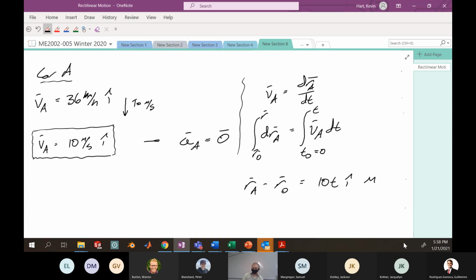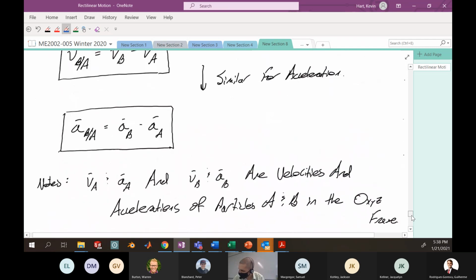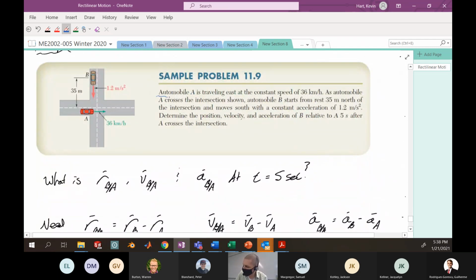I would need to define some initial position of car A at this point. And we're working in the global fixed coordinate system. So we want some initial position of A in the fixed coordinate system, and we need to define this. Let's look back up at our problem and see if we can define an initial position. It says here, traveling east, automobile A crosses the intersection shown.